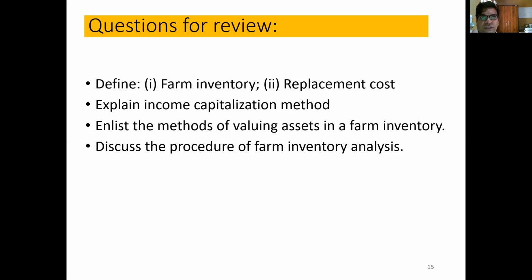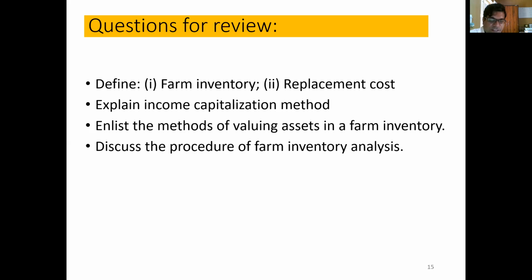What are the methods we have seen? We have seen six methods, right from net selling price to the income capitalization method. You have to enlist them. And then discuss the procedure of farm inventory analysis. Simple: step one, step two, repeat the same steps, and then find the net change.